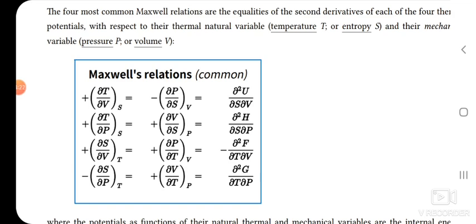The usefulness of these relations lies in quantifying entropy changes, which are not directly measurable, in terms of measurable quantities like temperature, volume and pressure. So we will derive all these relations one by one. These derivations of Maxwell's relations can be deduced from the differential form of the thermodynamic potentials.